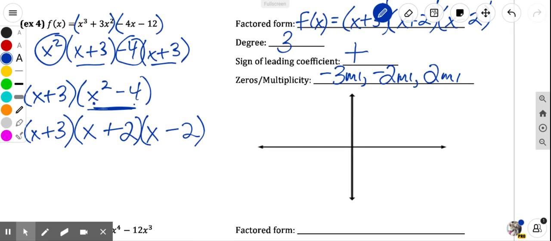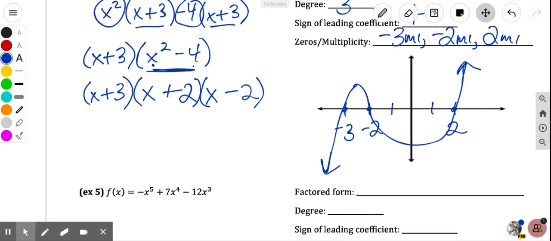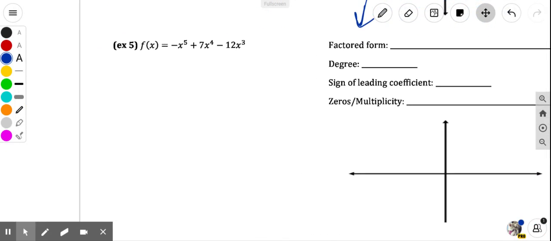Okay, so let's plot them. -3, -2, and 2. Odd, positive, so the right side goes up and the left side goes down. Again, these are all multiplicity 1, so that makes it a little bit easier. Straight through for all of them. And there's example 4. That one's a little trickier. And then here's our last one, example 5.